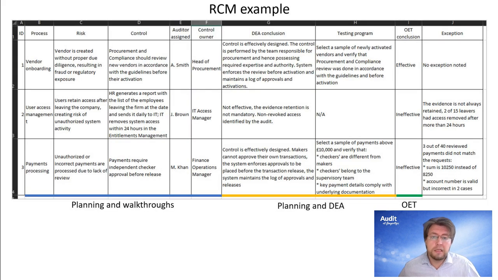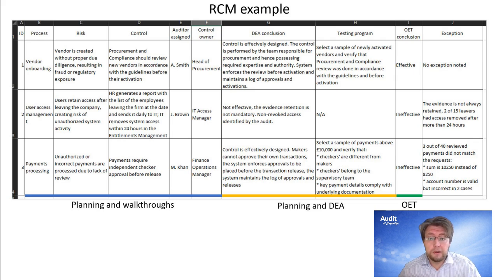Okay, so this is an example of a populated RCM. Those examples are absolutely fictional. They don't have any connection with real examples, but they're quite realistic. So you may see here three controls from different areas, just to be more representative: vendor onboarding, user access management, and payment processing.